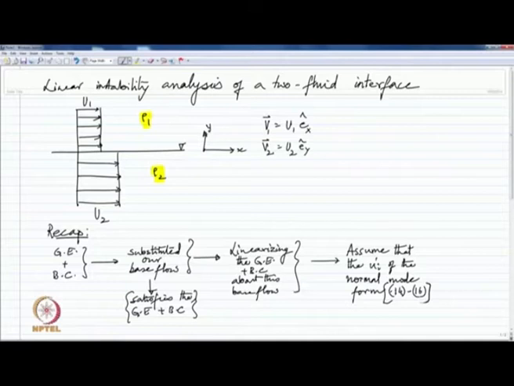Hello, welcome back. We will continue our discussion of the linear instability analysis of a two fluid interface. Let us quickly recap what we have done thus far. We are looking at the stability of an interface formed between two fluids.